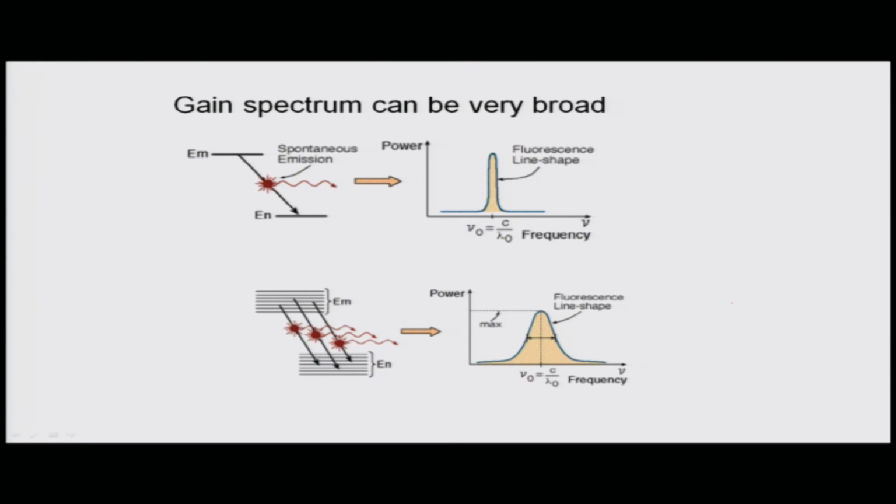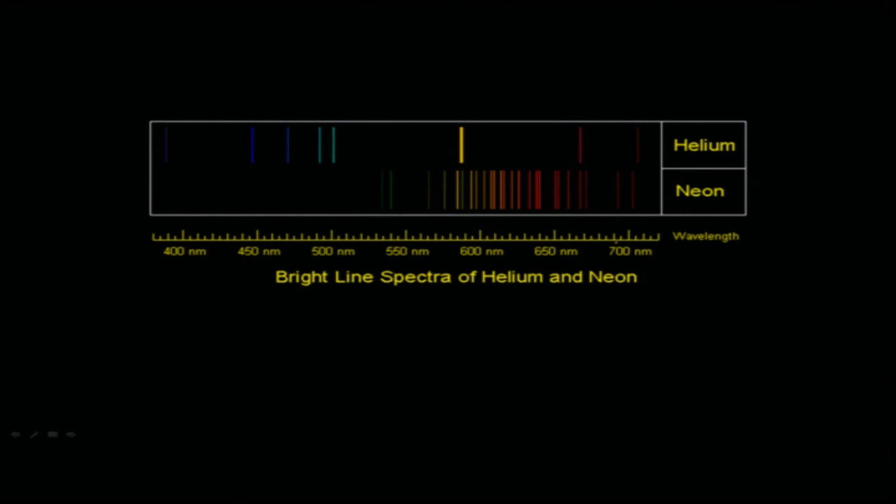There are also some other very important issues, that the gain spectrum can become very broad. The line shapes that we are looking at now are due to many photons coming out, which are being amplified, and the fluorescence line shapes can get broader due to the Doppler broadening and other processes which can happen because of multiple photons coming out at the same time, and that has its advantages as well as disadvantages.